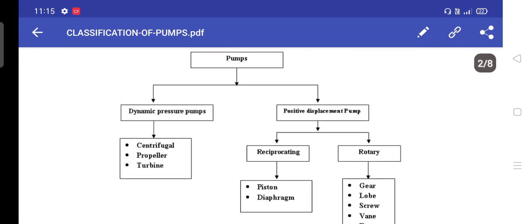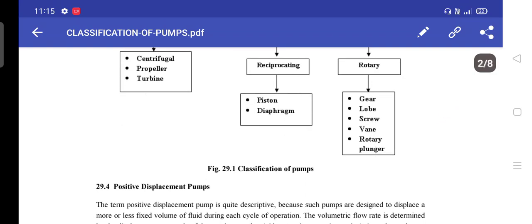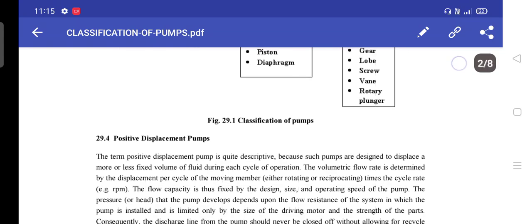So the pumps we can categorize into dynamic pressure pumps and positive displacement pumps. The dynamic pressure pumps are classified into centrifugal pump, propeller pump and turbine. The positive displacement pumps are the reciprocating pump and rotary pumps. The reciprocating pumps are piston and diaphragm type, whereas rotary pumps are gear, lobe, screw, vane and rotary plungers.